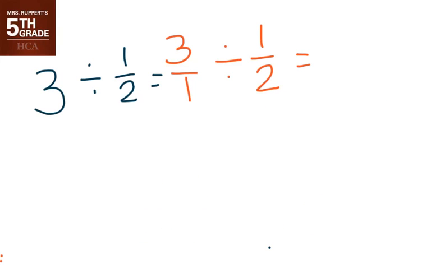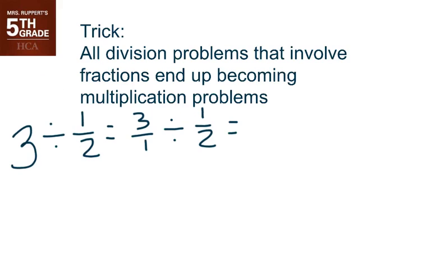Well, I'm going to take my whole number and I'm going to turn it into a fraction. And then I'm going to divide by 1/2. But there's a trick because I cannot divide this, right? Well, all division problems that involve fractions end up becoming multiplication problems. What does that mean, Miss Rupert?